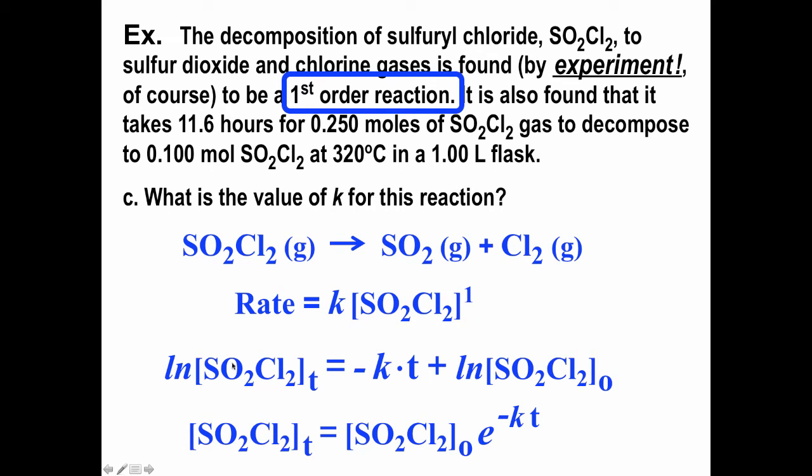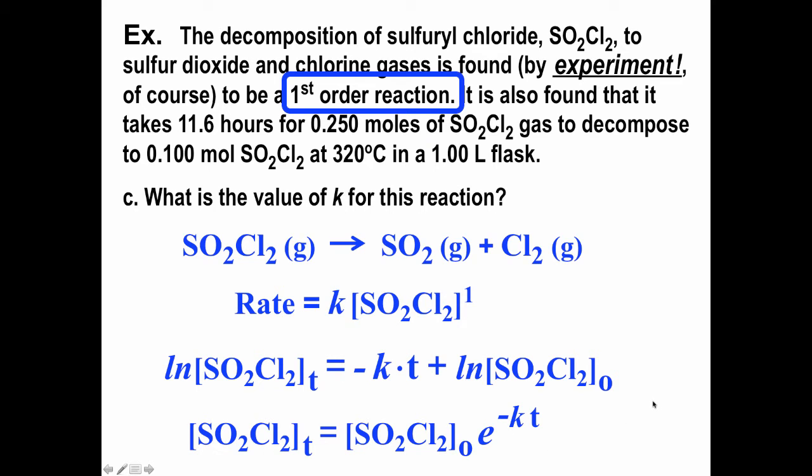This ln of SO2Cl2 at time t equals negative K times t plus ln of SO2Cl2 at time 0 is the equation we've used for graphing. It gives us a straight line if we graph time versus log of concentration. And then a different form of the same equation, in exponential form rather than logarithmic form, is as shown.